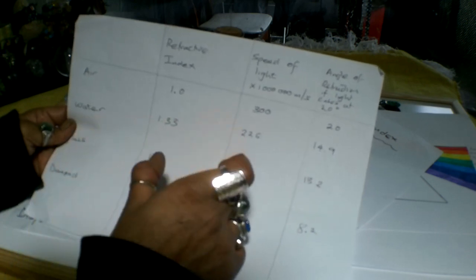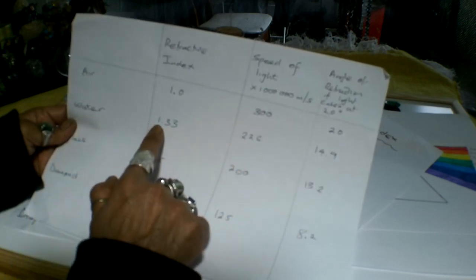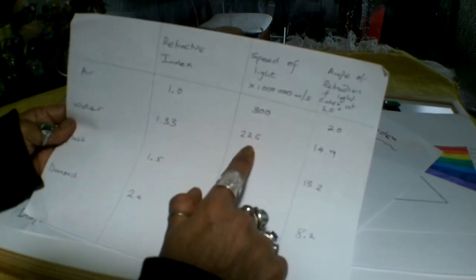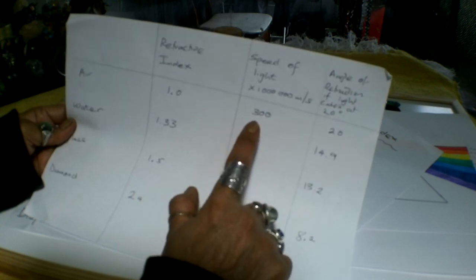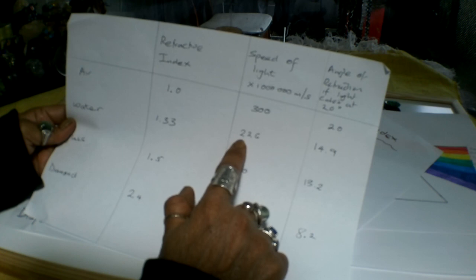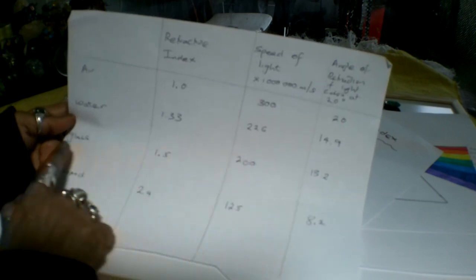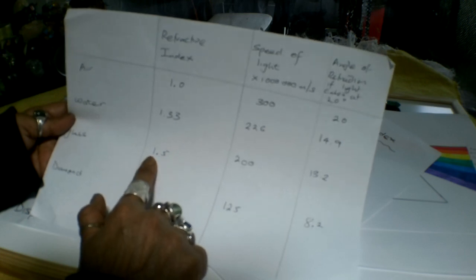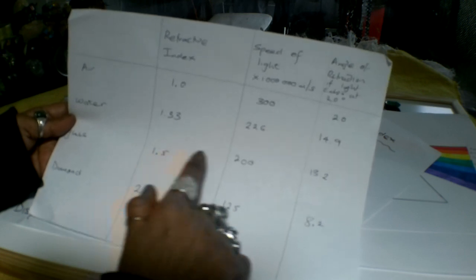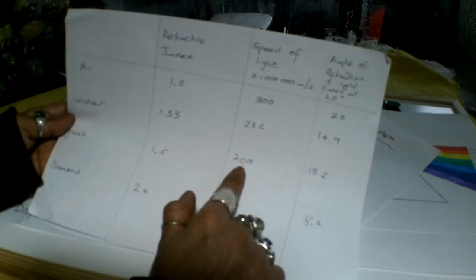In water, which gets slightly more dense, you've got a refractive index of 1.33. You can see the speed of light has slowed down. Instead of being 300, it's now gone on to 226. In glass, which is even more dense than water, you've got a refractive index of 1.5, but you can see the speed of light has gone down to 200 million meters per second.